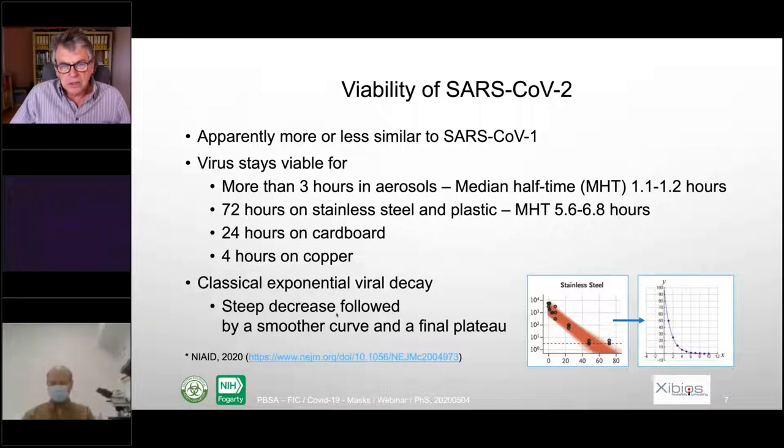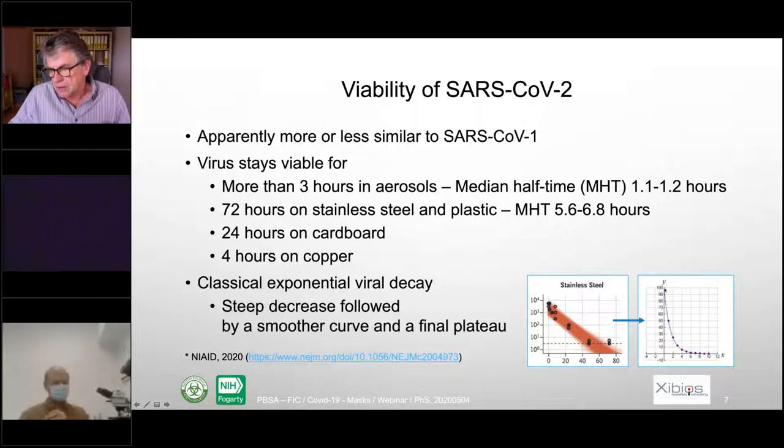Still, we must look at the way a virus disappears in nature. If you look at the graph on the bottom there, the one on the left-hand side, you see that we have the decrease of the virus with time. The x-axis is time, and this is the concentration of the virus. But it's a logarithmic scale. So this is 10, 100, 1,000, 10,000. If we translate this logarithmic scale into a normal scale, you have a decrease of the virus like this.